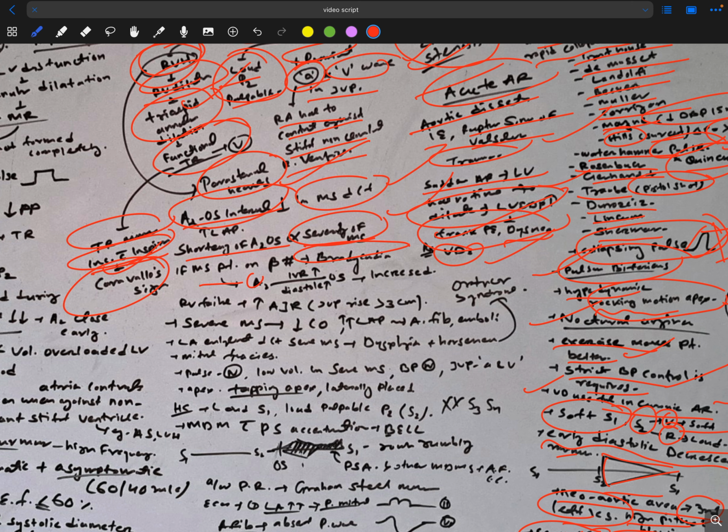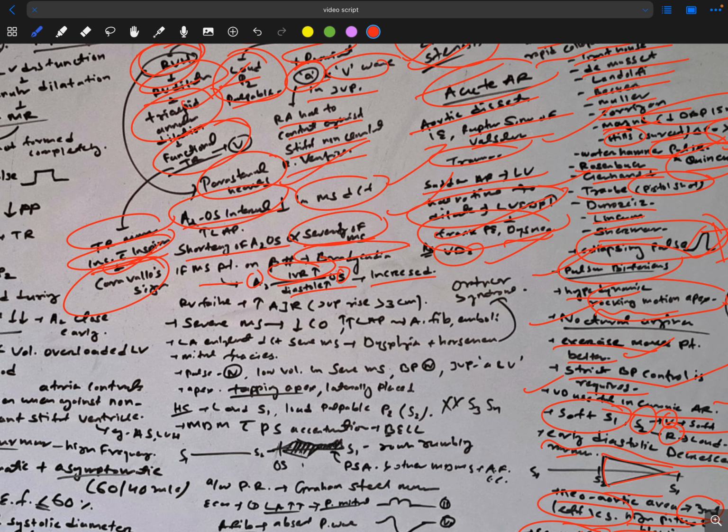So the A2 to A2 interval will be increased. If a patient is on bradycardia, then the A2 to A2 interval will increase. Isovolumetric relaxation will increase. Diastole will increase because the diastole duration is increasing. There will be more duration of isovolumetric relaxation. So IVR is the time between A2 and OS.